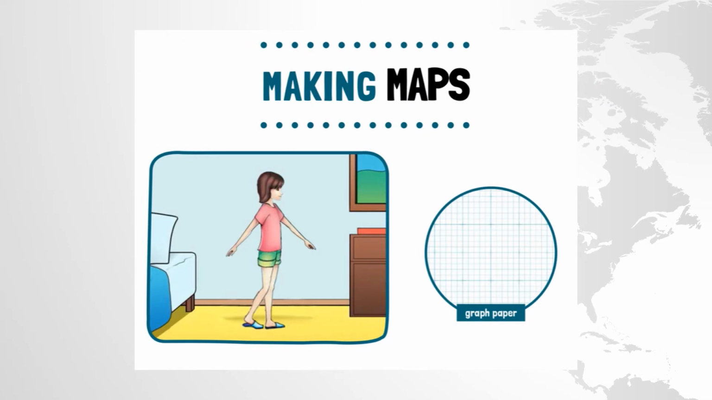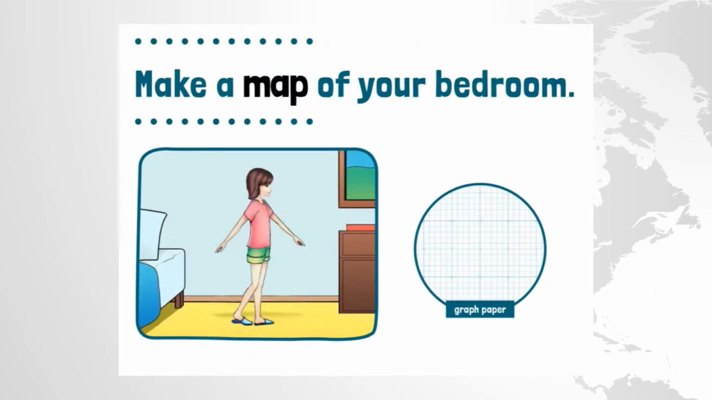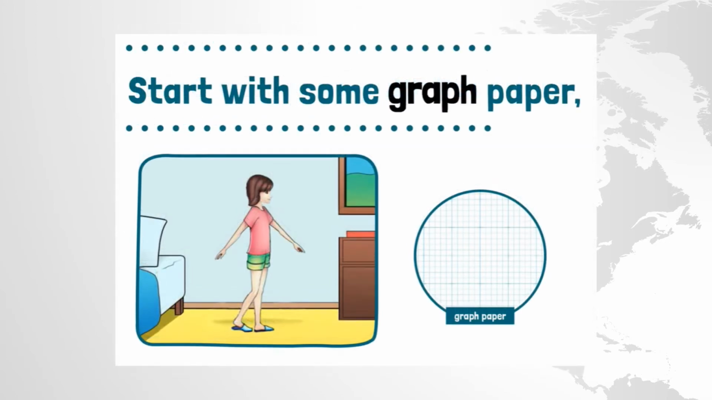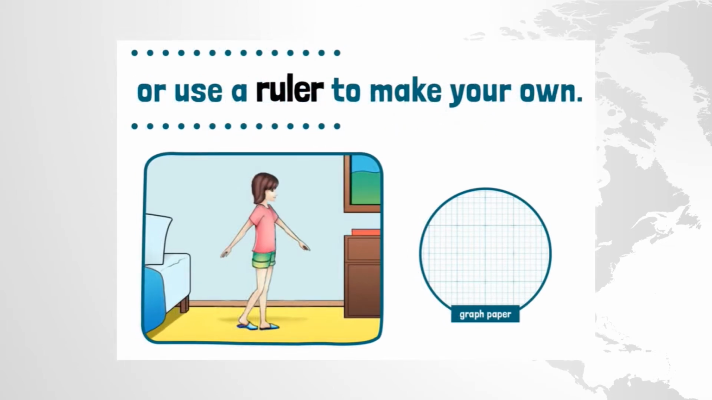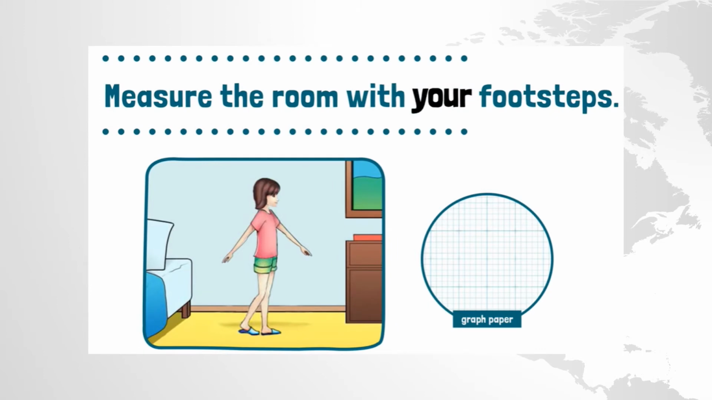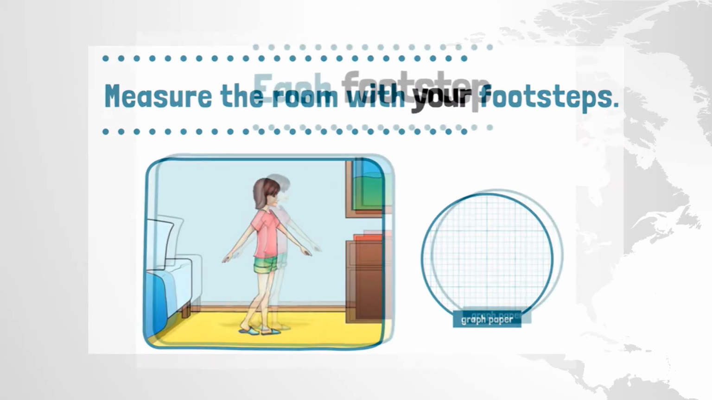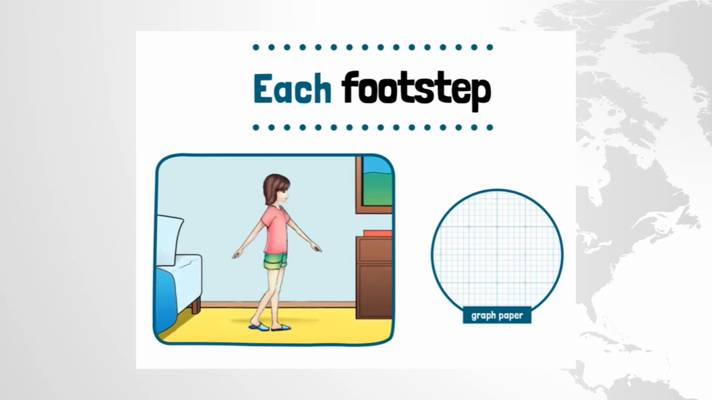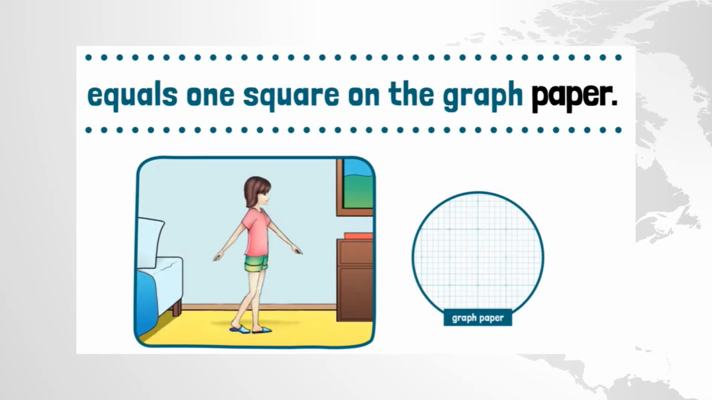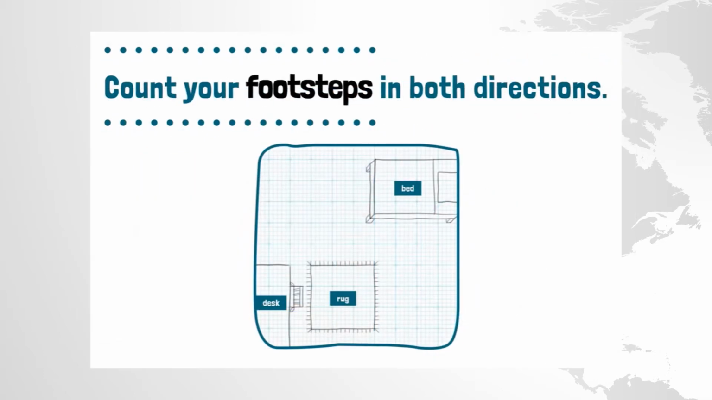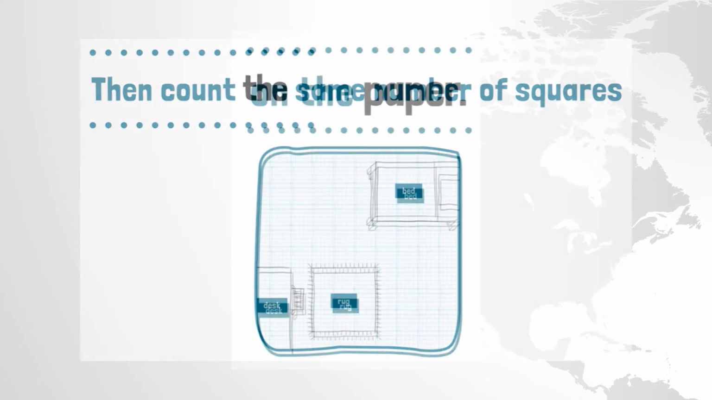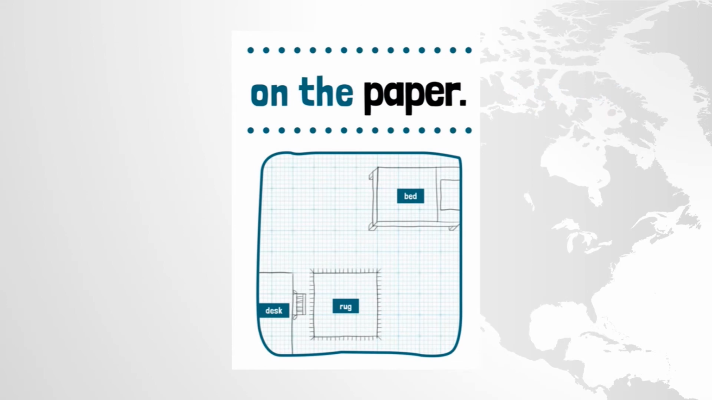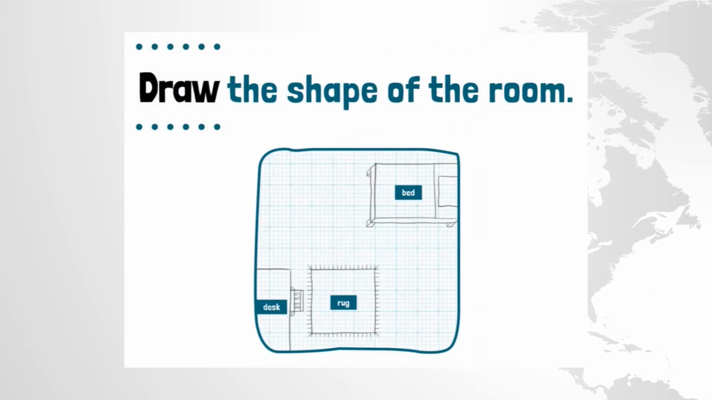Making maps. Make a map of your bedroom. Start with some graph paper. Or use a ruler to make your own. Measure the room with your footsteps. Each footstep equals 1 square on the graph paper. Count your footsteps in both directions. Then count the same number of squares on the paper. Draw the shape of the room.